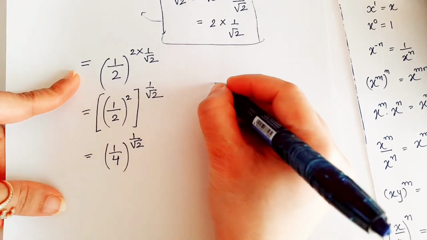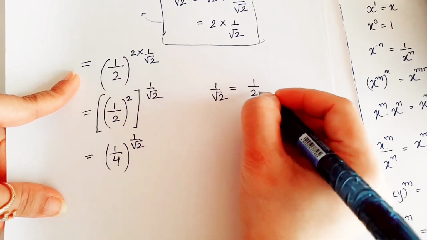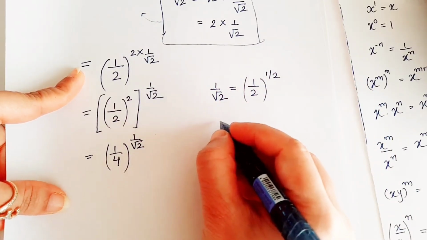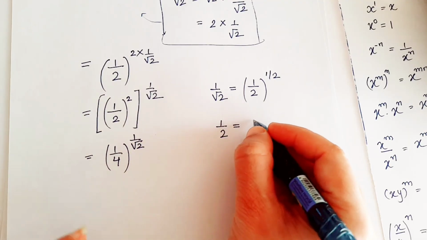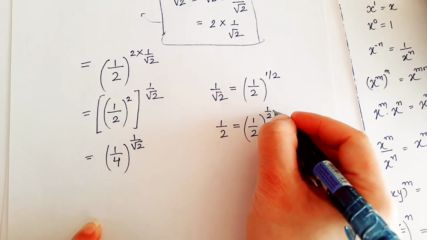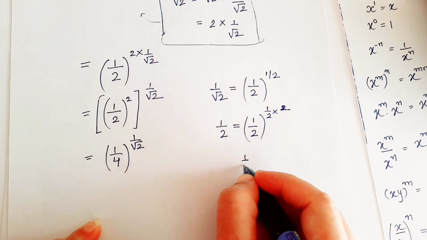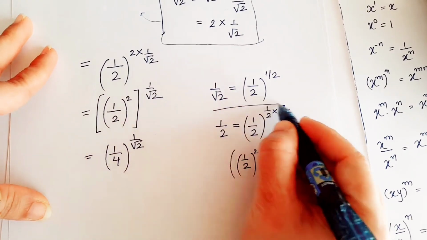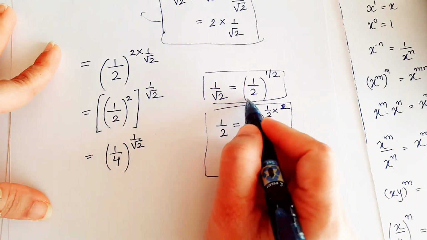Okay. Now we have 1 upon under root 2. We can write it as 1 upon 2 raised to power 1 by 2. So that means 1 upon 2 is equal to 1 upon 2 raised to power 1 upon 2 into 2. And 1 upon 2 raised to power 1 by 2. We know these two facts, this and this. So first of all, we will use this fact.